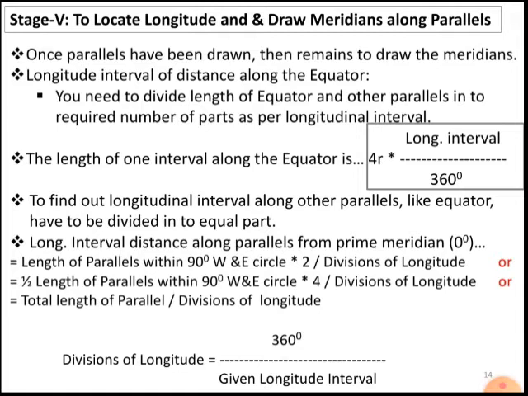The other method is very simple and beneficial, because this equation is not useful for other parallels, to get the distance interval along them. For the other parallels we have two or three methods which are given in these slides, like longitude interval distances along the parallel from the prime meridian. One is equal to the length of the parallel within the 90 degree east and west.